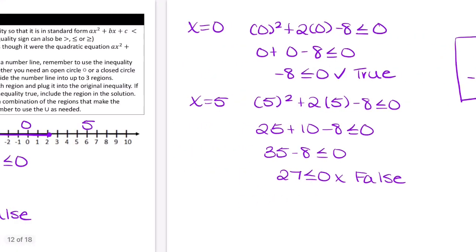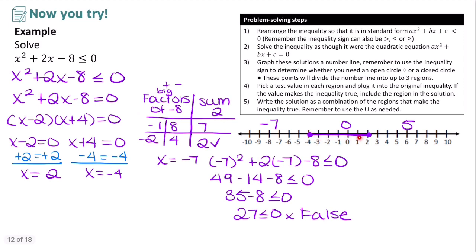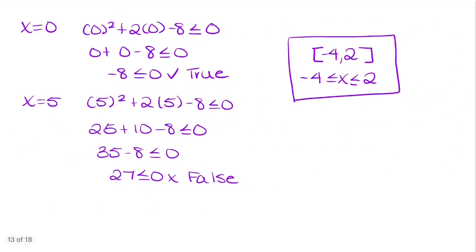So the region that's going to be included in our solution is this right here between -4 and 2. And my endpoints are included, so that is square brackets, and I have that interval going from -4 to 2. And that can be written as an inequality, which is -4 less than or equal to x less than or equal to 2.